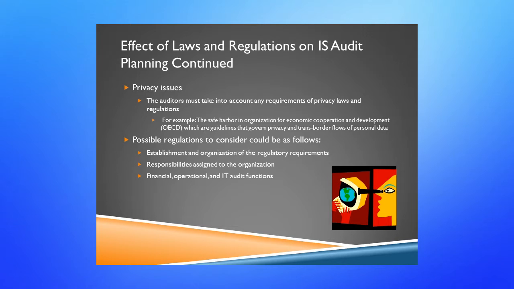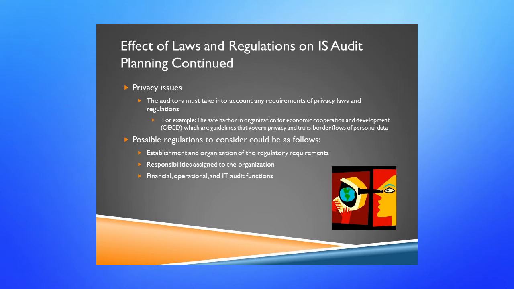As an example, the safe harbor in the Organization for Economic Cooperation and Development, what they call the OECD. And by the way, there's a lot of alphabet soup throughout the auditing process, right? Lots and lots of acronyms. Anyway, they have the guidelines that govern privacy and trans-border flows of personal data. So again, we need to understand what those regulations are, how they apply to that organization, if at all.